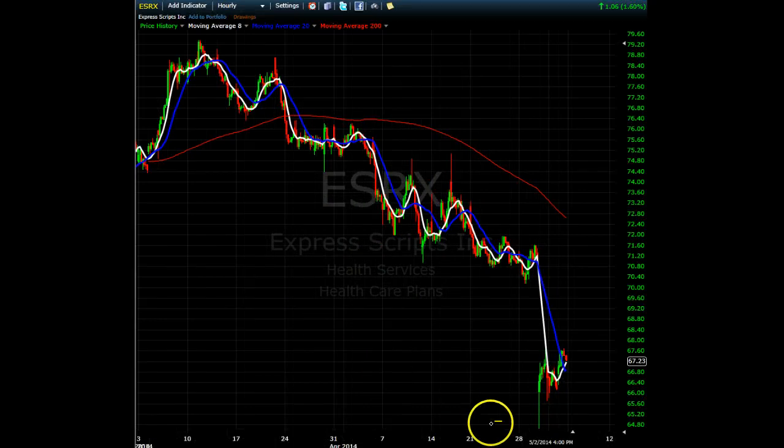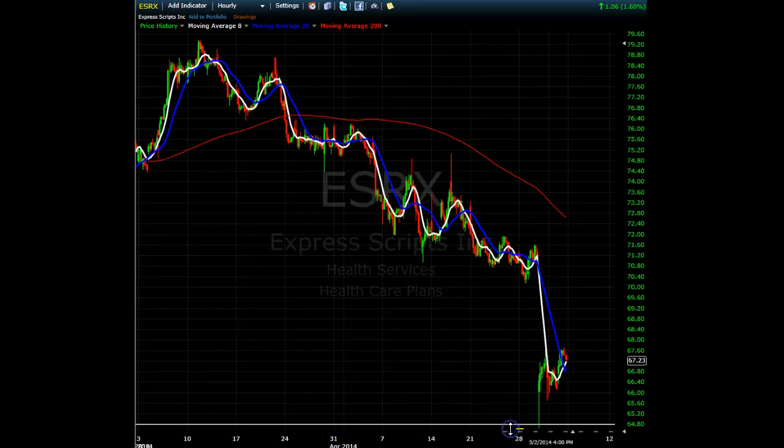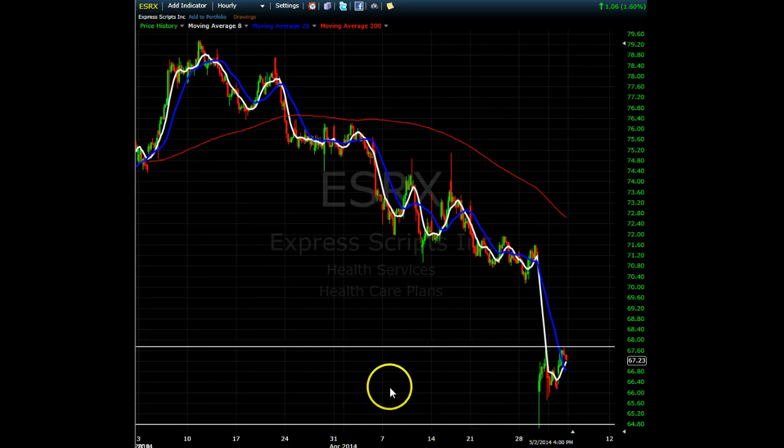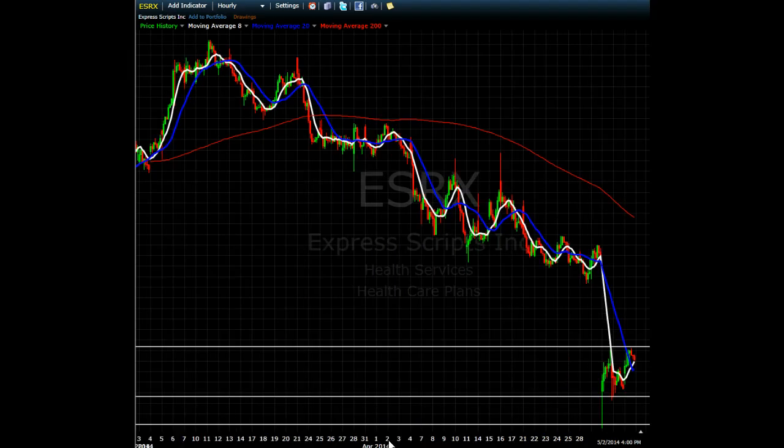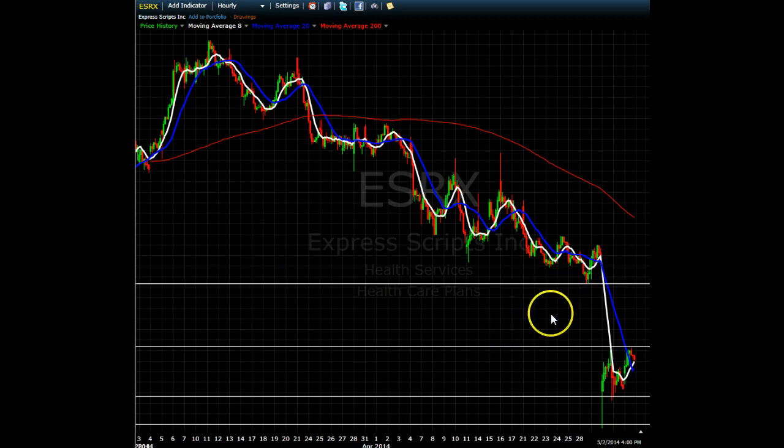All right, ESRX. Go ahead and hit that low. Hit the top of that range there from the gap. That seemed to be a low in there. Let's see. That was a low in there. Now, I don't think we're going to get up into this $70 area anytime soon. I'll go ahead and put these in, but I don't expect to see that over the next week or so.